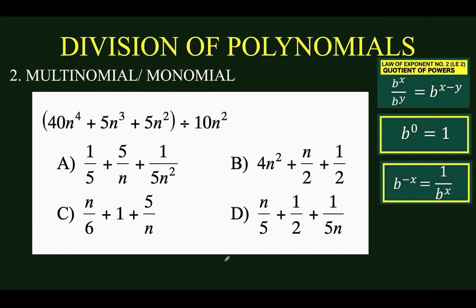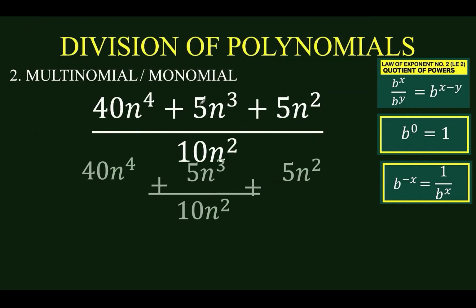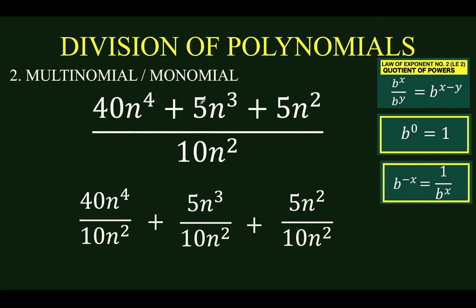Next problem. 40n to the 4th plus 5n cubed plus 5n squared, all divided by 10n squared. Again, this is a multinomial divided by a monomial. So, again, we are going to divide each of the terms of the numerator by the monomial denominator 10n squared. We now have 3 terms here all in all.